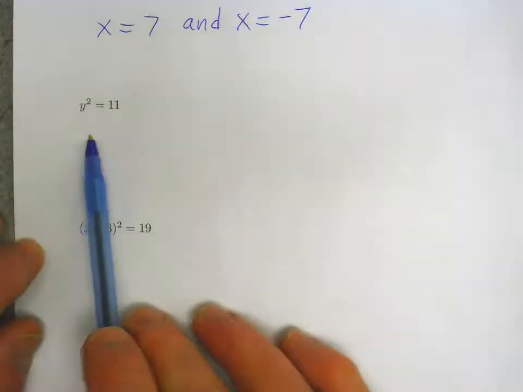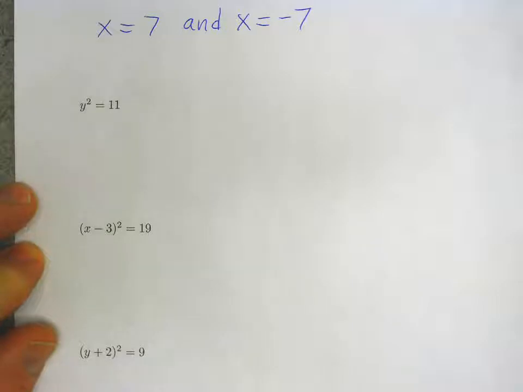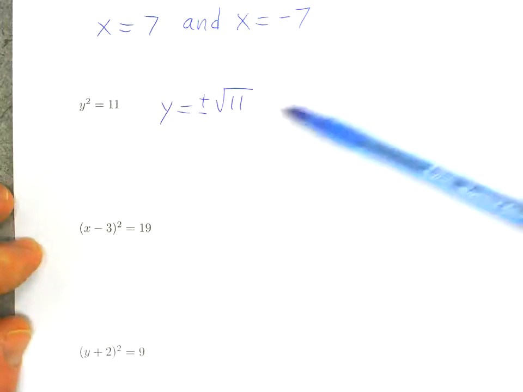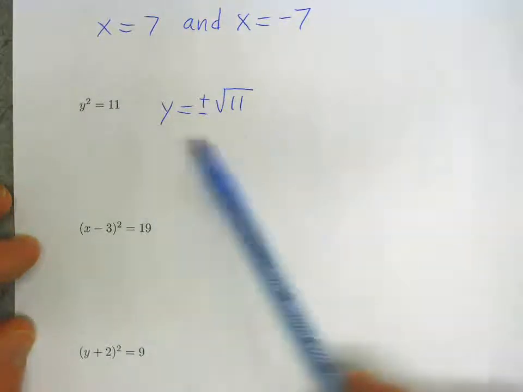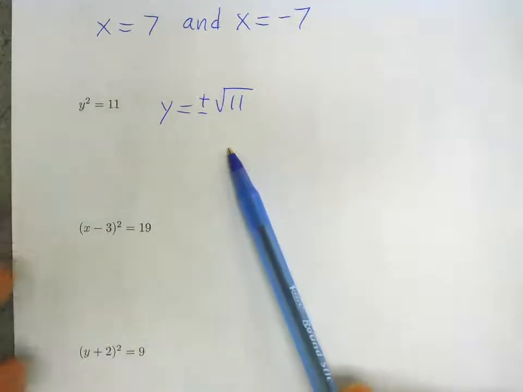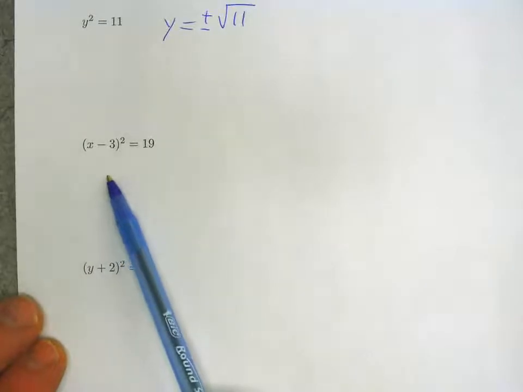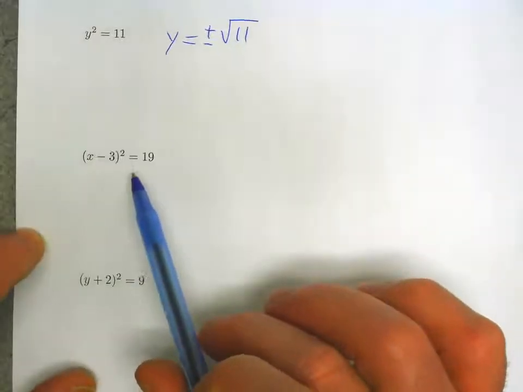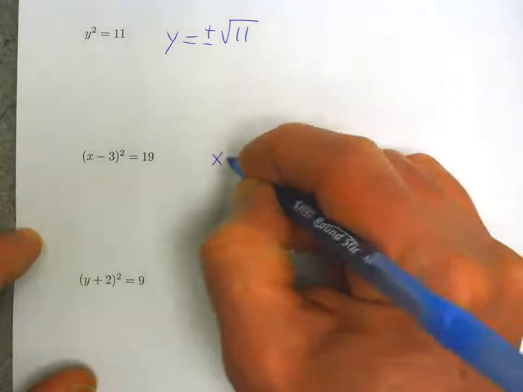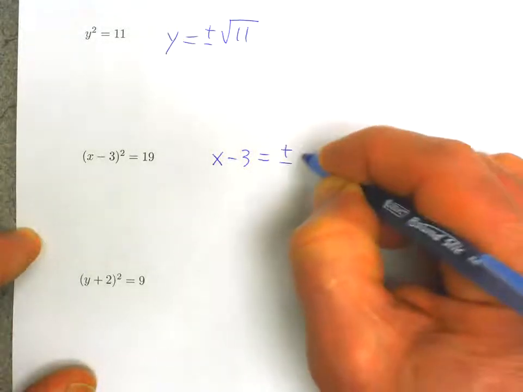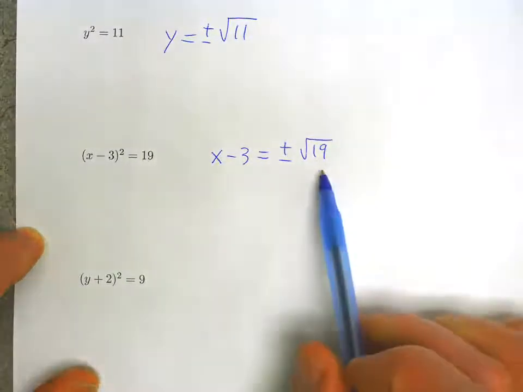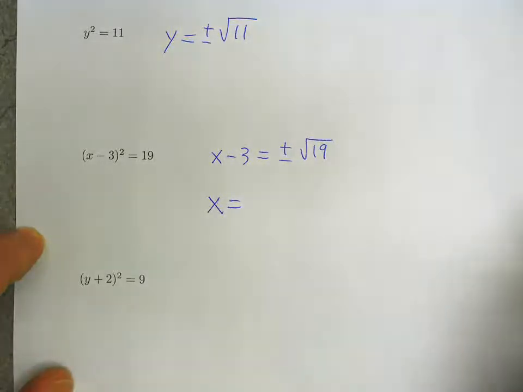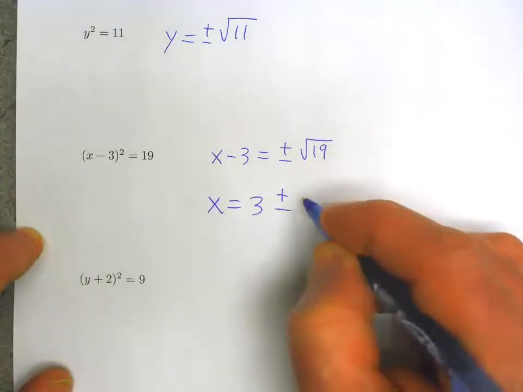If we have y squared equals 11, apply the square root property. Y equals positive and negative square root of 11. The square root of 11 cannot be simplified any further, so this is an okay way to write the two solutions. In the next one, we have a binomial, x minus 3 squared equals 19. This is all prepared to apply the square root method. And so we get x minus 3 equals positive and negative square root of 19. The square root of 19 can't be simplified further, so we can write the two solutions as x equals 3 plus and minus the square root of 19.